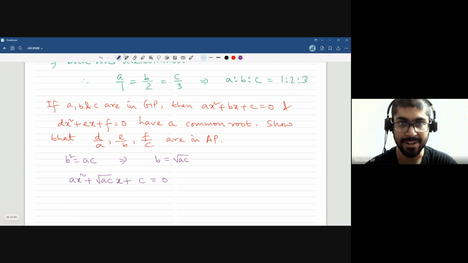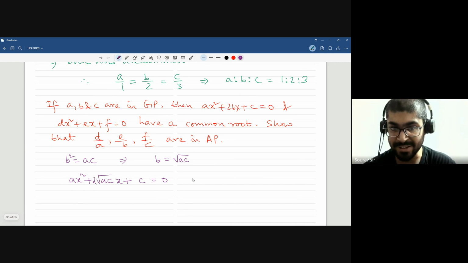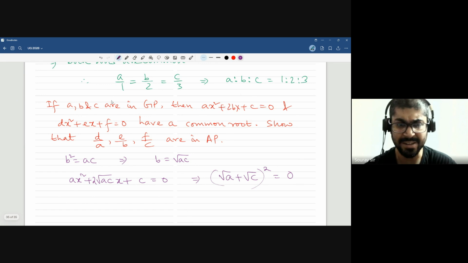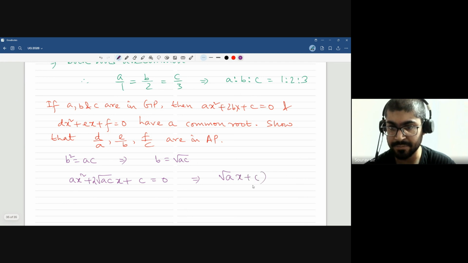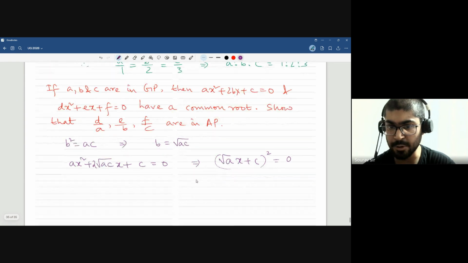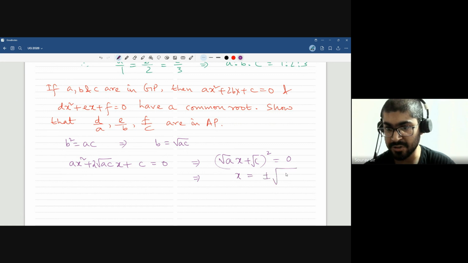I see. I made a mistake in the sum again. This was 2bx. Okay, so if it is 2bx, then it will work. So when you replace this, you get root over a x plus root over c, whole square, is equal to 0. So that means this has repeated roots and x is equal to plus minus root over c by a, right?